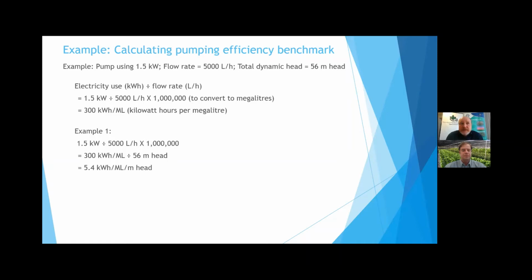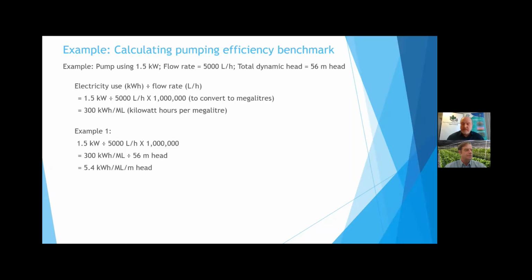Once you've got those values, we can now work out what our efficiency rating is and what it's really costing. So to follow that through, we've got a 1.5 kilowatt pump, a flow rate of 5,000 litres per hour, and a total dynamic head of 56 meters. Putting that into the formula and then dividing the 300 kilowatt hours per megalitre by the total dynamic head, we end up with an efficiency rating of 5.4 kilowatt hours per megalitre per metre head. Now, in this case, 5.4 is so close to 5 that you wouldn't even question that. That's an efficient system.